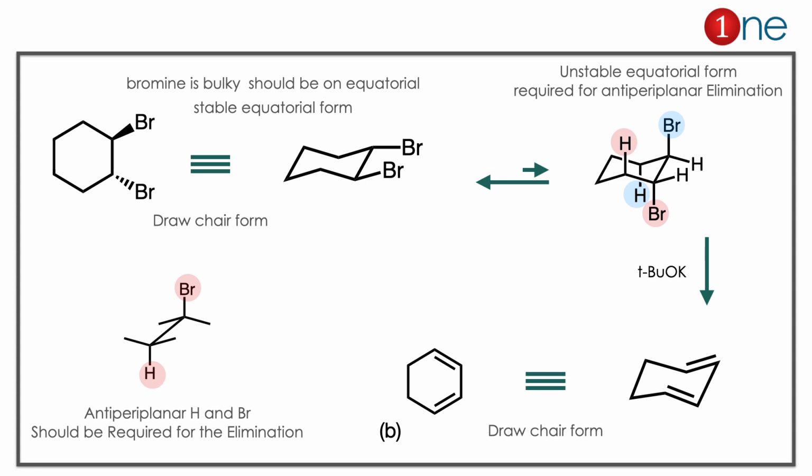Here I have shown separately what is meant by anti-periplanar. So it is removed easily, and you have diene formation. If you redraw nicely, the answer is B.